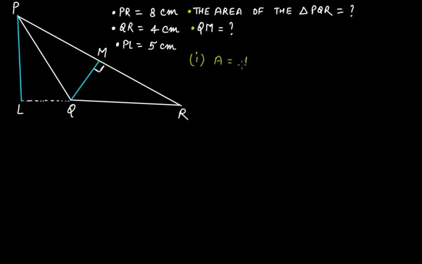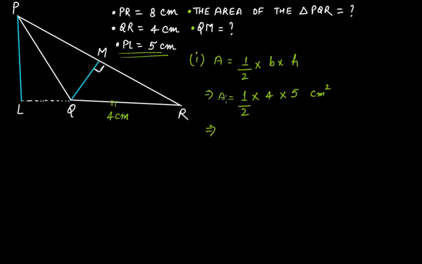Area is equal to half times base times height. Now, if you look at the information that is given, QR is how much? This one is actually 4 cm. And this is the base, and the corresponding altitude is which one? That's this. Though it's extended here, this is the opposite vertex to the QR, and we have a perpendicular from there, so this will be the altitude or height. So A becomes half, what's base? 4, times what's height? Height is this one, PL, 5 centimeter.